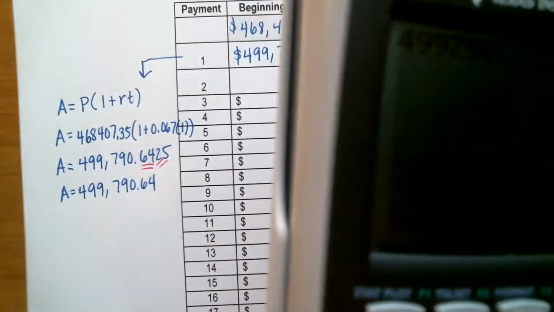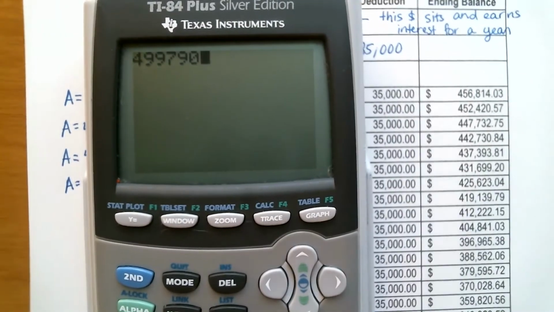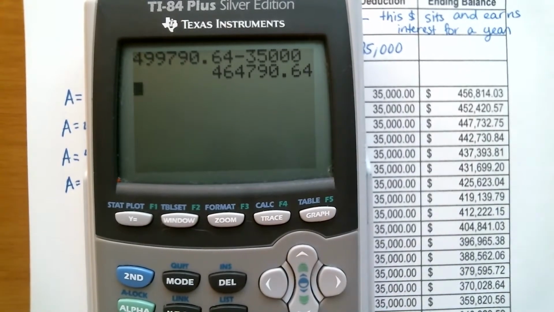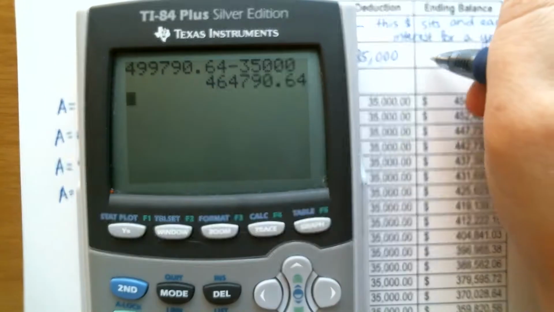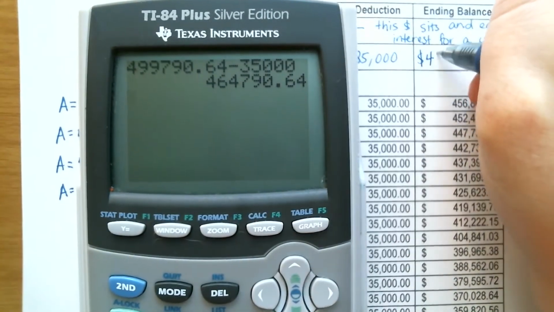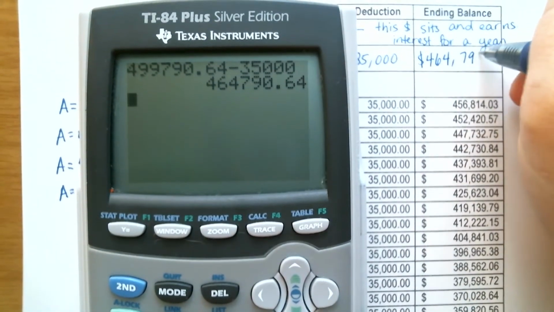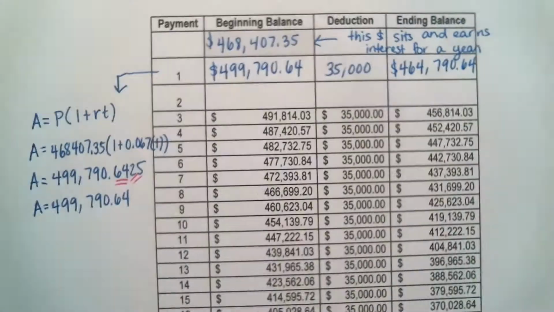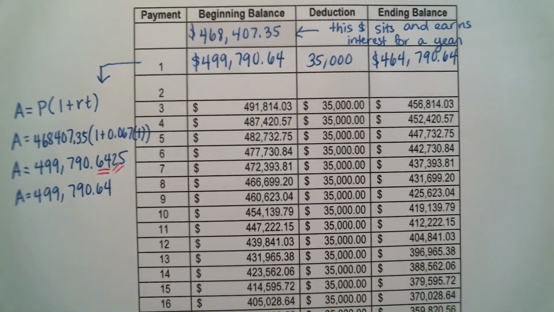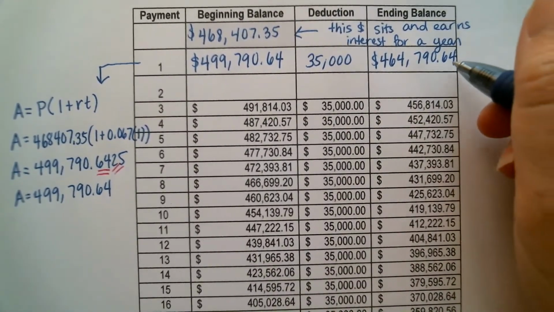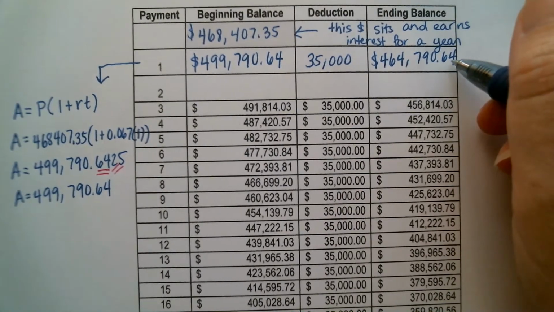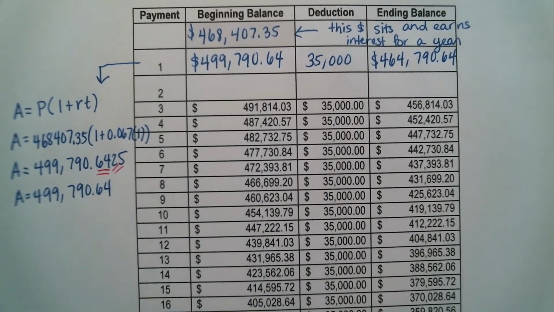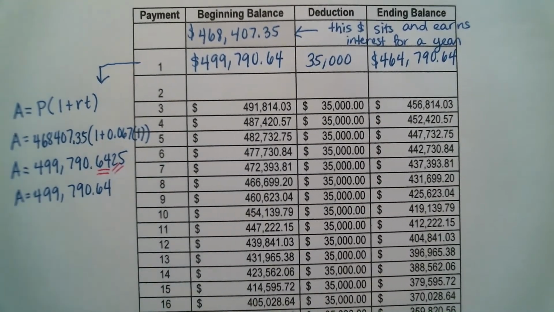You take the beginning balance, $499,790.64, minus the $35,000 deduction, and that gives you your ending balance. So your ending balance is going to be $464,790.64. That's what's left in the account after the first payment. This money sits in the account and earns interest. We just made a payment, so a whole other year has to pass before we make the next payment.